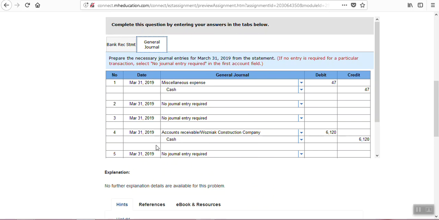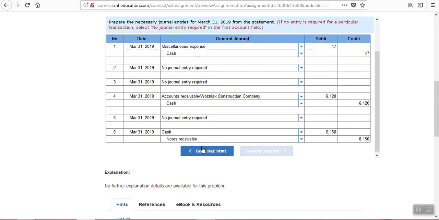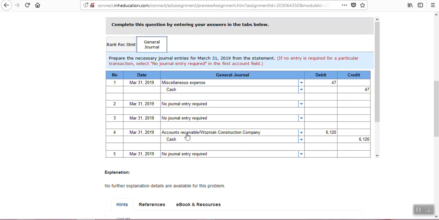And then here is the accounts receivable for that check that bounced, and they took the cash back out. Oh, I thought there was another one. There's the other one. And then the last one, number 6, is for your note receivable that the bank collected for you, and they gave you the cash. So that's how you're going to approach that one.